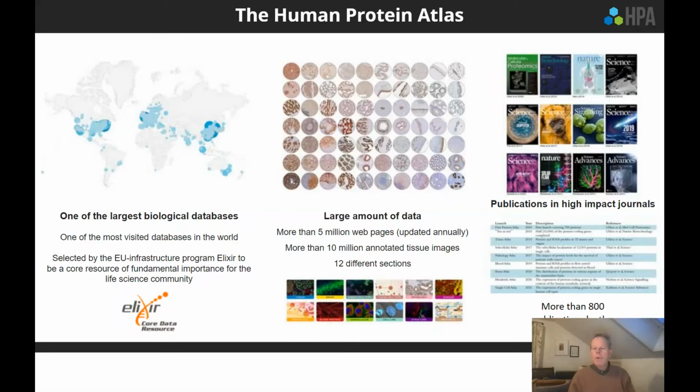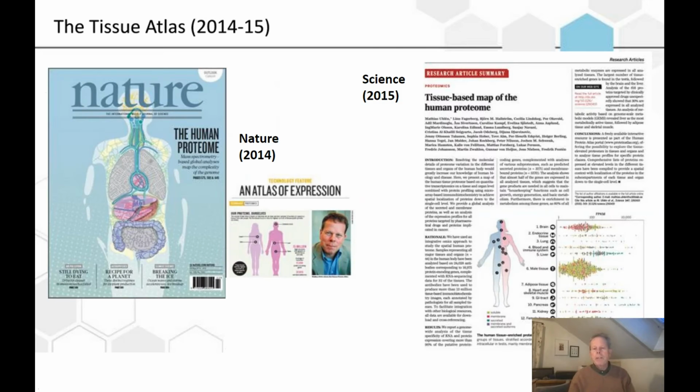And we also have more than 10 million annotated tissue images. And as I said, we have now published more than 800 publications from the consortium. So the flagship paper from the program was the Tissue Atlas that was first published in Nature in 2014, followed by the Science paper in 2015.